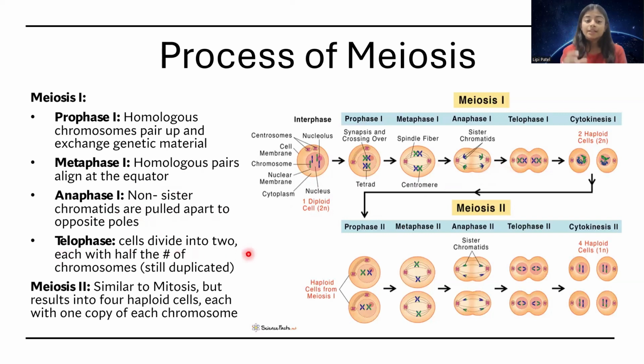Telophase is when the cells divide into two, each with half the number of chromosomes. And remember, they are still duplicated. As you can see here, they are still duplicated.